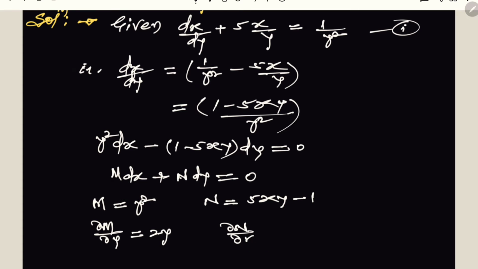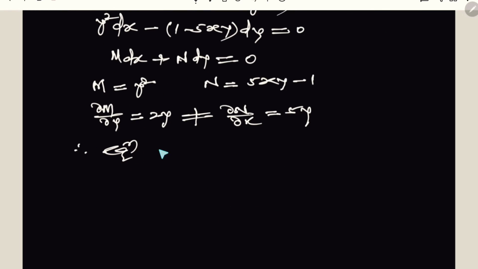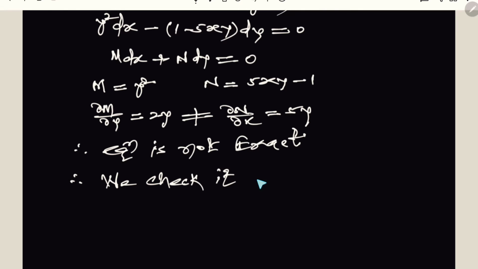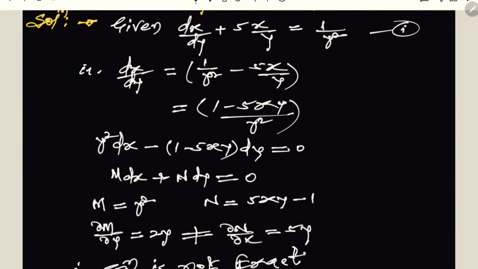Differentiating M with respect to y, we get the derivative as 2y. Differentiation of N with respect to x is 5y. The values are not equal, and therefore the equation is not exact. And as it is not exact, we have to think of some other technique. The next technique is linear. We check whether the equation is linear in y or linear in x. Here x is the dependent variable and y is the independent variable.